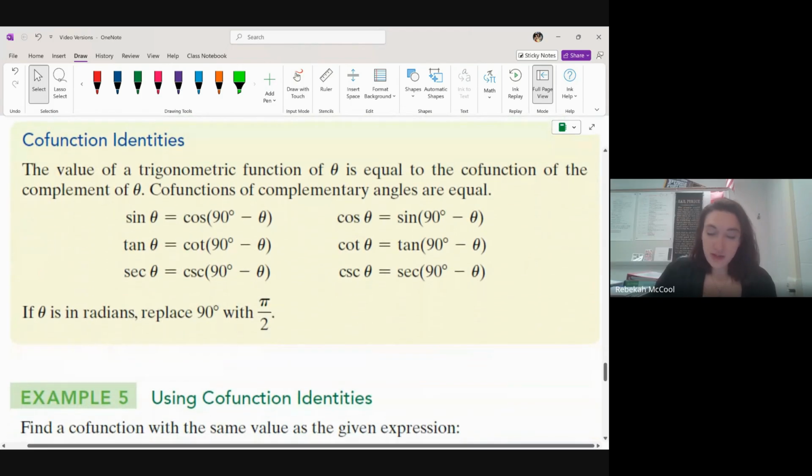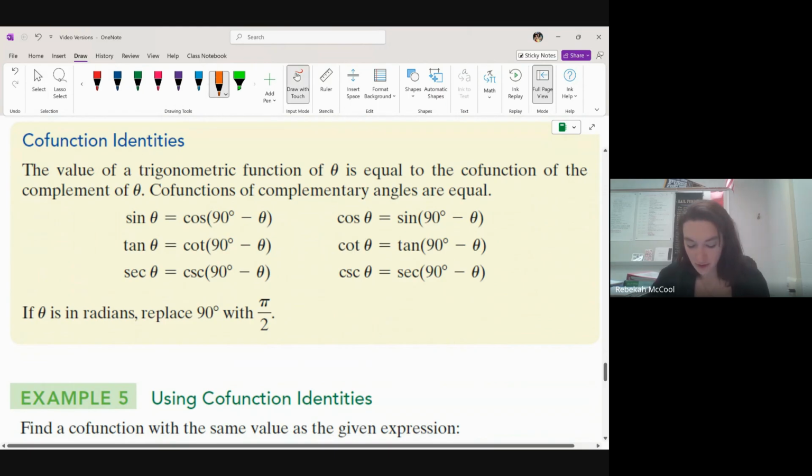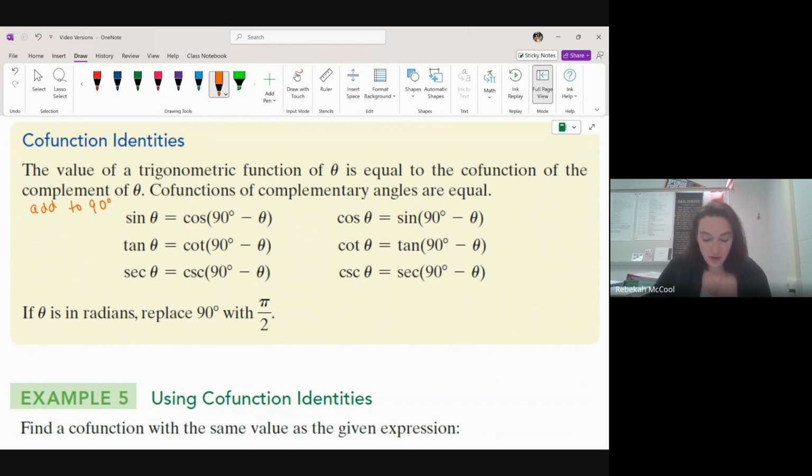All right, we have this idea of cofunctions. So the value of a trigonometric function of theta is equal to the cofunction of the complement of theta. So complements, if you remember your geometry, are the angles that add up to get to 90 degrees. So cofunctions of complementary angles then are equal. So these are the cofunction identities.